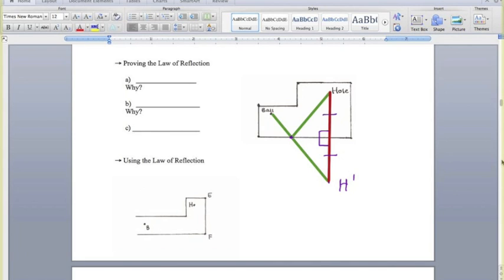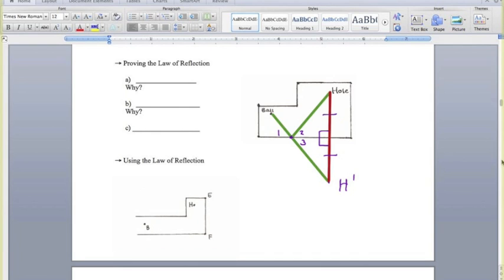I'm going to label some angles into this problem: angle 1, angle 2, angle 3. What we're trying to prove here is that angle 1 is equal to angle 2, that our angle in should be equal to our angle out. That's what I told you should happen, but does it really, and how do we know for sure it's going to happen every time?